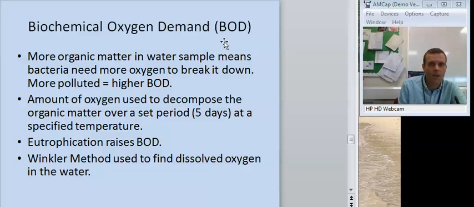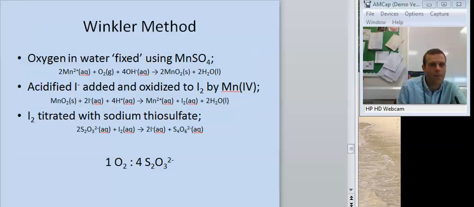Now we can measure this, BOD, usually over a period of 5 days at a set temperature, and we can work out how much oxygen is used in that process to work out its BOD. But to work out the amount of oxygen dissolved in a sample of water, we need a special method, and that method that we're going to look at here is called the Winkler method. And a few steps to it.